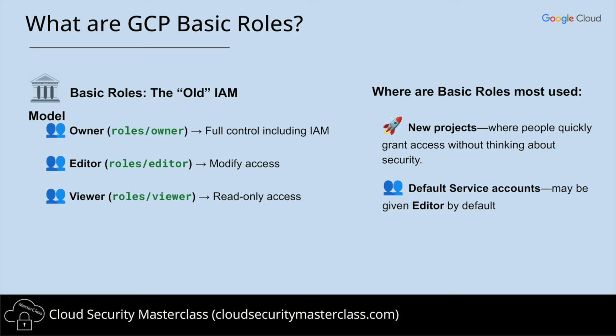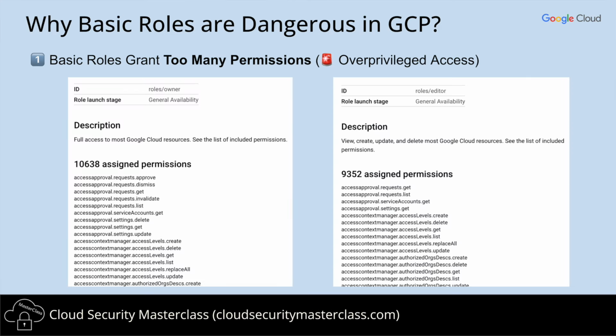So now we know what basic roles are, but the real question is, why are they so dangerous? The biggest security problem with basic roles is that they grant way too many permissions across all GCP services. Here are screenshots of the total number of permissions in the owner role and editor role. These are almost 10,000 permissions in each of these roles, which is way too overprivileged for normal cloud identities. That's like giving every employee in your company a master key to the entire office building, including the CEO's office and the server room. Bad idea.